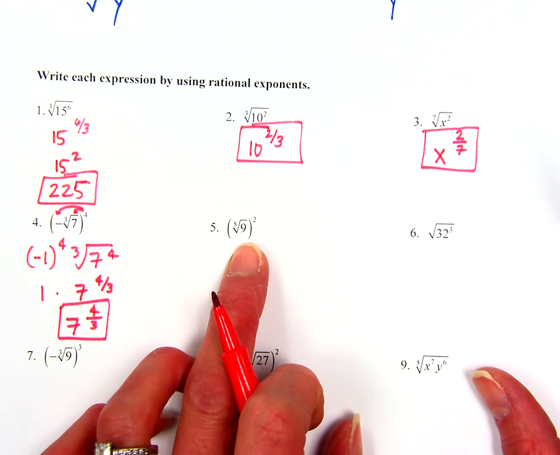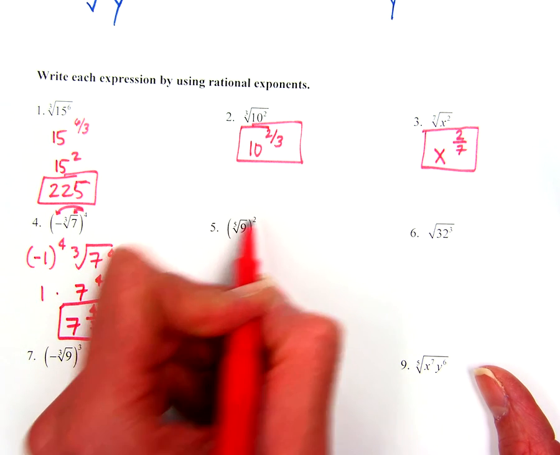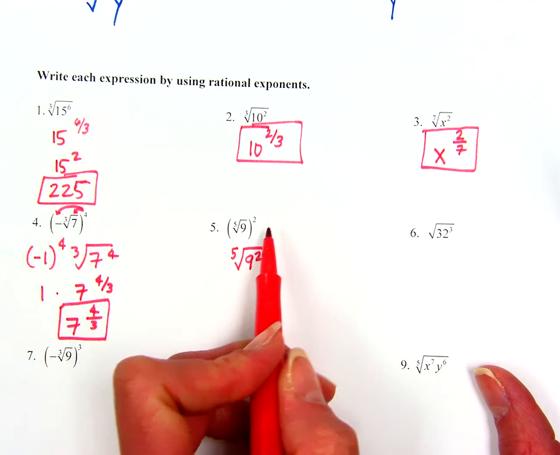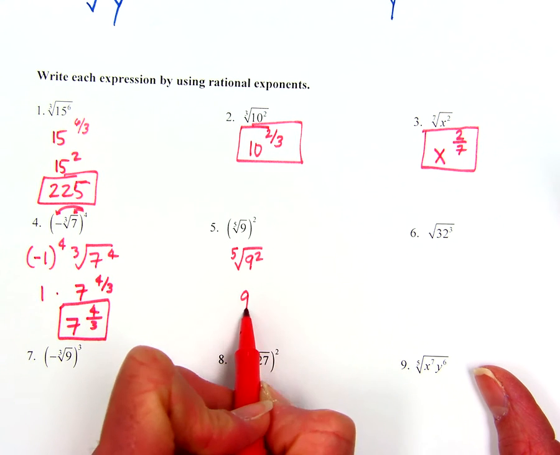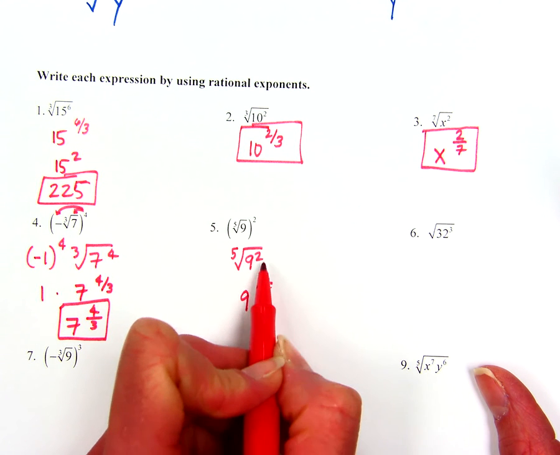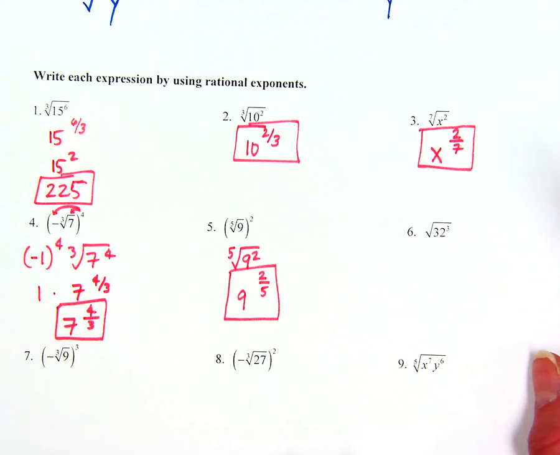All right, so problem number 5, we've got 5th root of 9 squared, right? You could say 5th root of 9 squared. And my base is 9, so my exponent is going to be 2/5, because this is my exponent, and my 5 is my index. And 2/5 does not reduce, so we're all done.